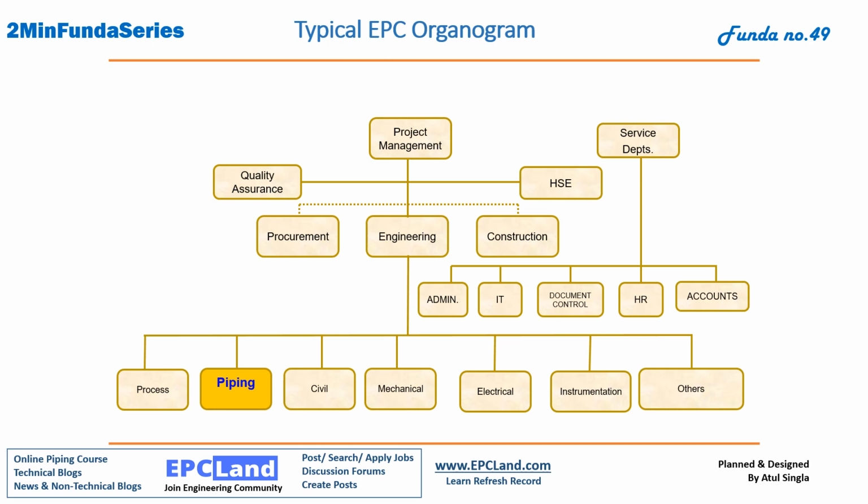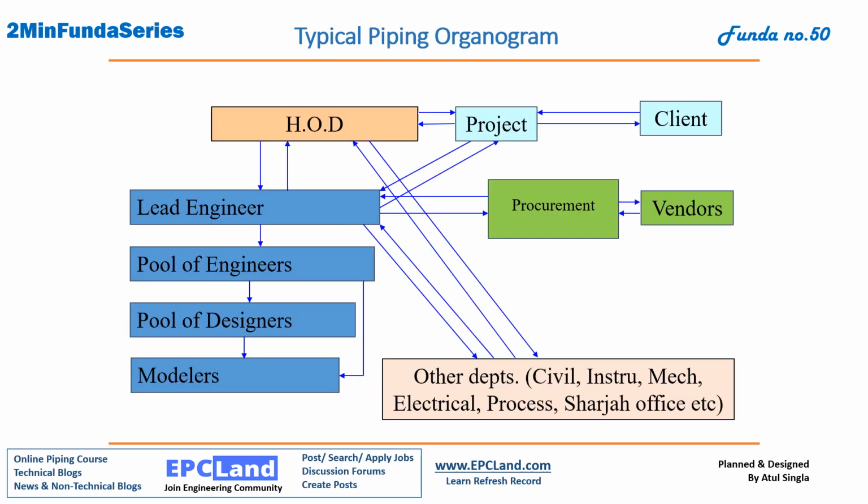So all these departments are managed by the project management team. Along with this engineering group, we have our service departments, which involve admin, IT, document control, HR, and accounts. So if you see, this is a very typical engineering setup where we have all these departments connected to each other. So this is a typical EPC organogram. Let us look at how the piping organogram looks.